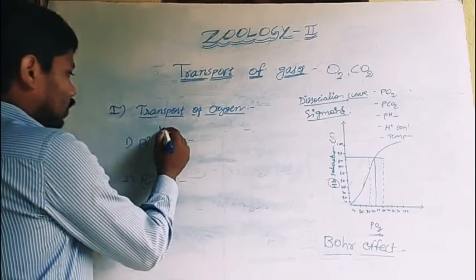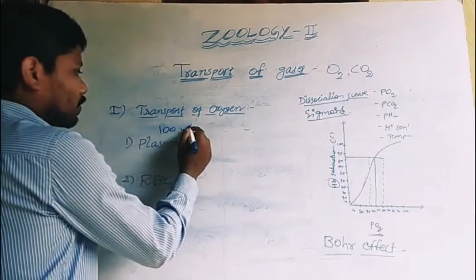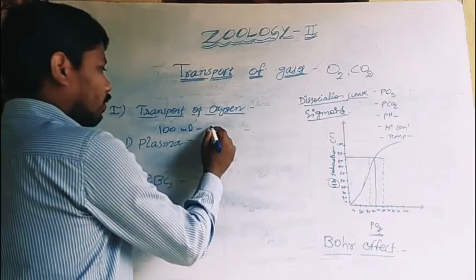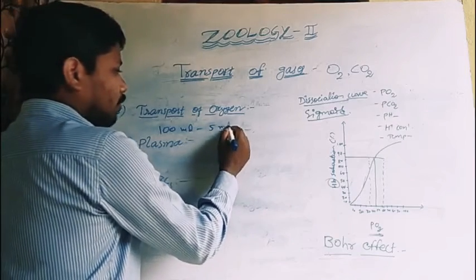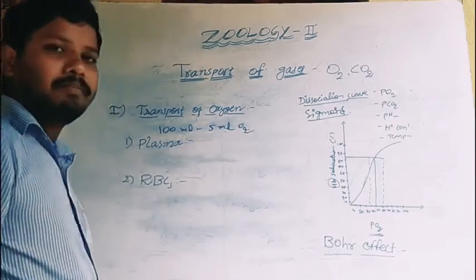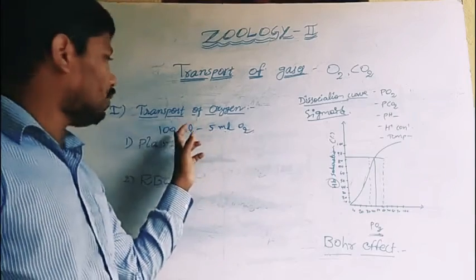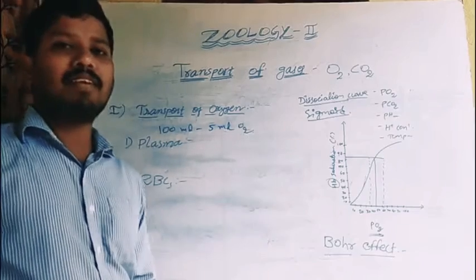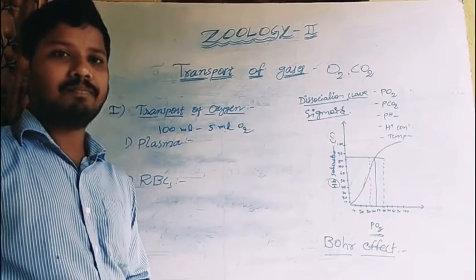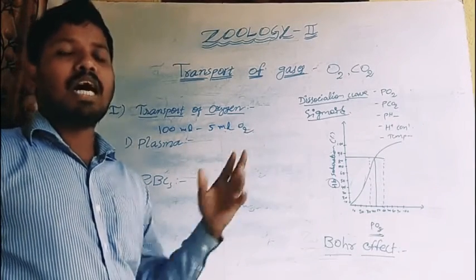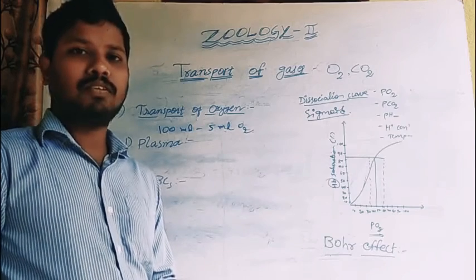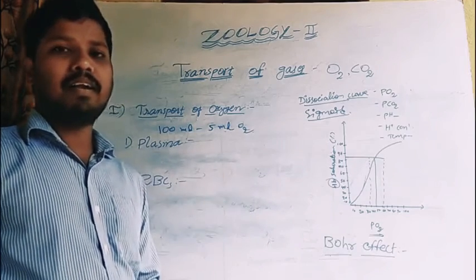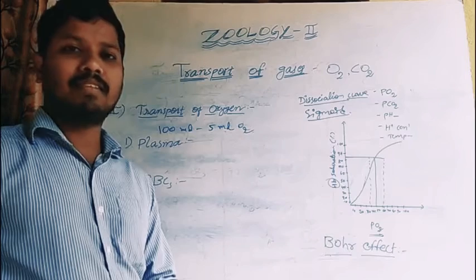About 100 ml of oxygenated blood can deliver 5 ml of oxygen into the tissues. So oxygen is transported through the plasma and red blood cells of the blood.